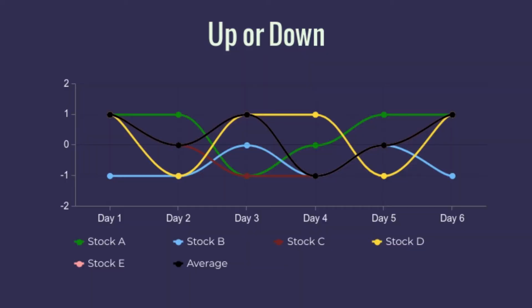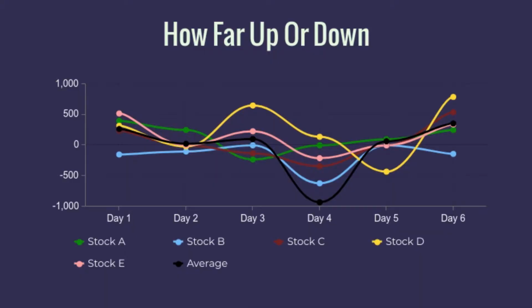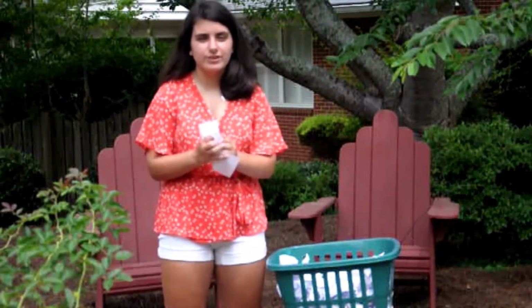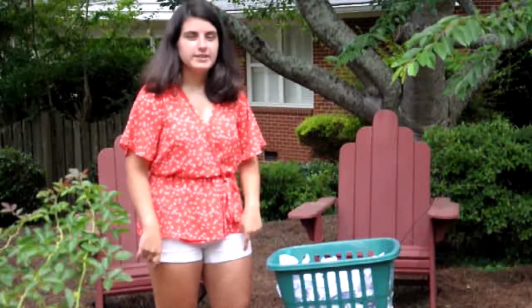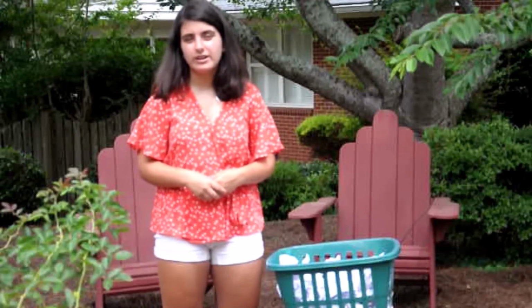This is what the stocks look like after a while. Another factor that needs to be taken into account is how far up or down the stock went. These are what the stocks look like after a while. Once again, using the Monte Carlo simulation, this is what the average looks like. The Monte Carlo simulation takes this average and all of these and puts them into one plot to see the most likely outcome for a scenario.